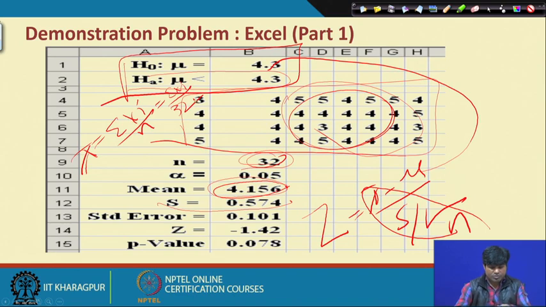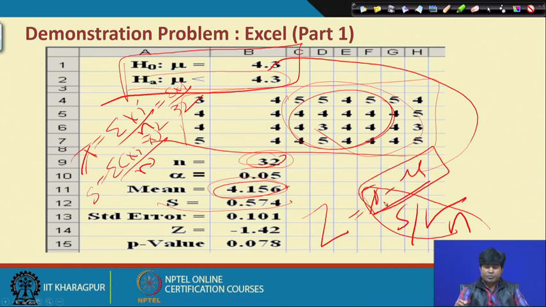And in the case of standard deviation, it is summation x i minus x bar whole square divided by n, and once you get this variance, you have to find out the standard error, that is s by root n. Once you get the standard error, the difference between the sample mean and the population mean divided by the standard error will give you the z value.